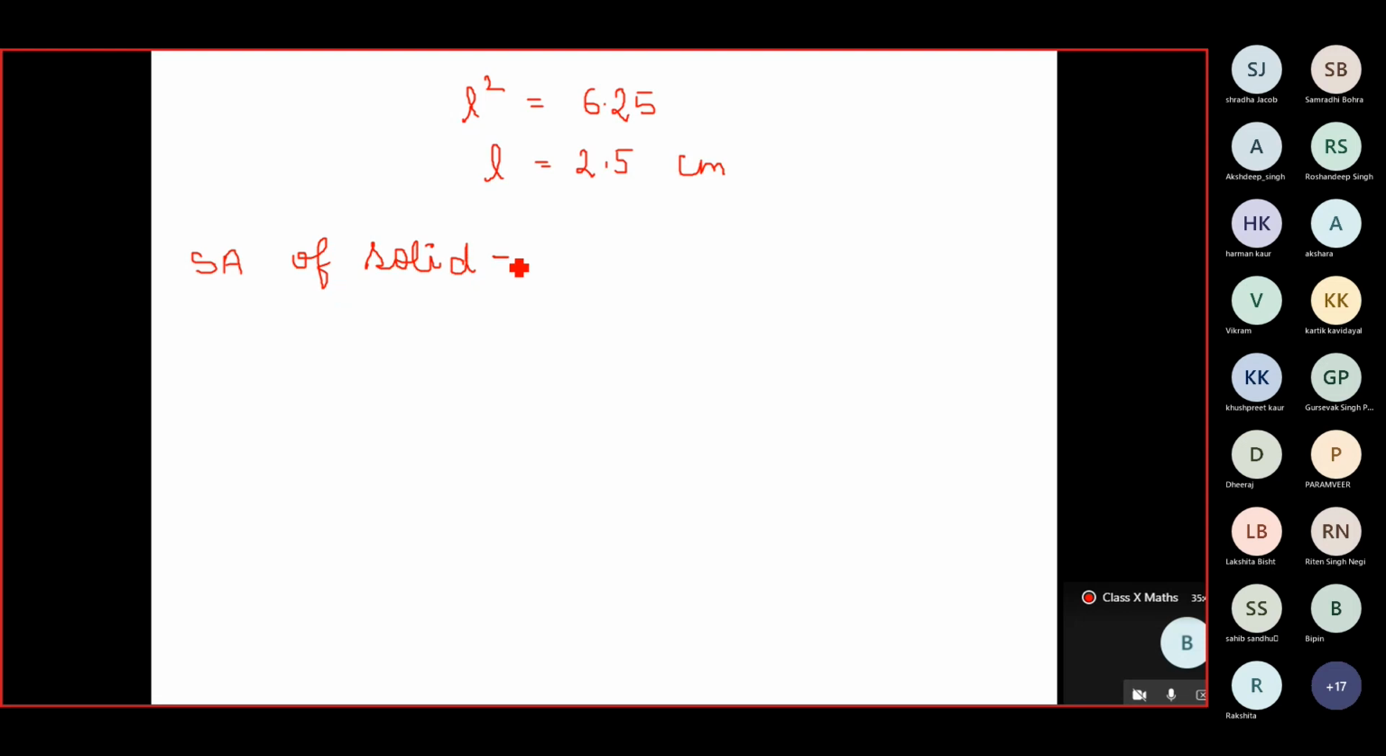The formula of surface area of the solid equals 2 pi RH plus pi r square plus pi r L. Understanding it? Yes or no? Yes, sir. Now every term contains pi r at least, so let us take pi r as common. The first term will remain with 2h, the second term with r, and the third term with L.